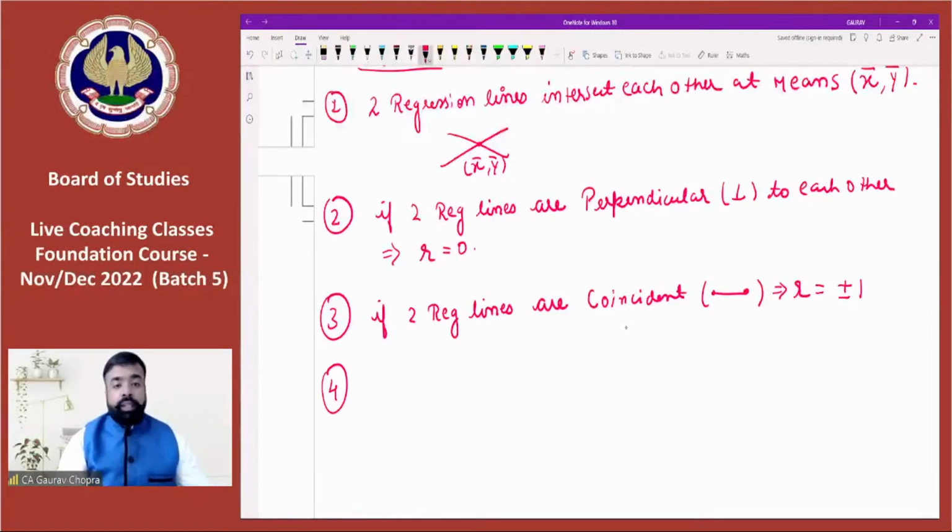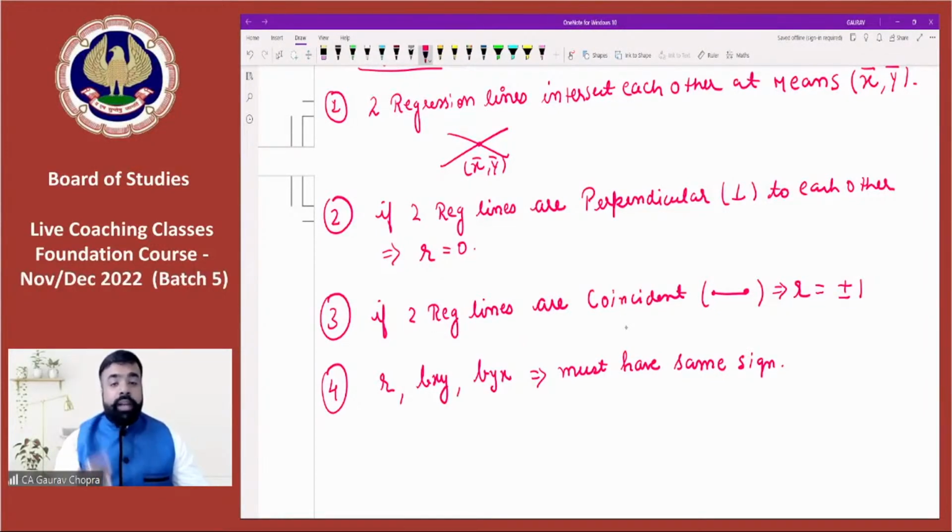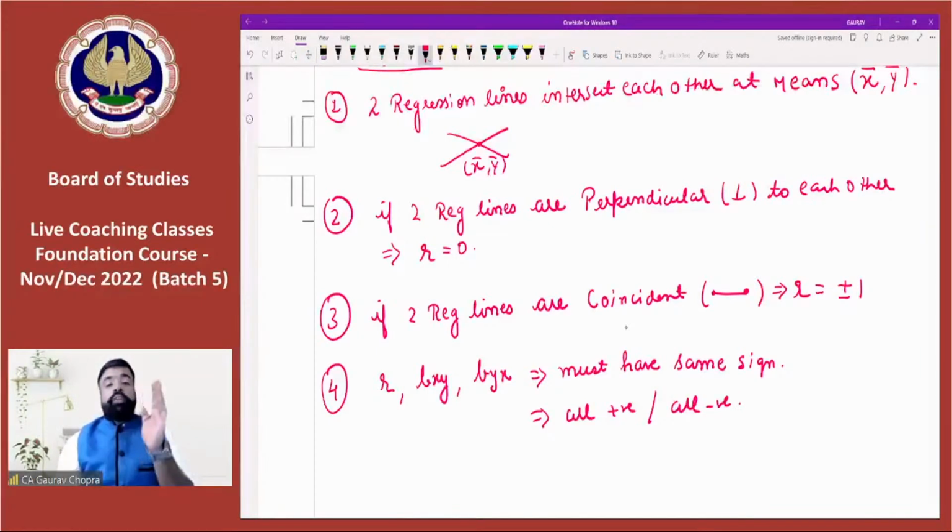Then the fourth point: r, bxy, byx must have the same sign. The signs of all three must be the same. This implies all positive or all negative. There cannot be a mixture. So if r is positive, then bxy and byx must also be positive. So the sign must remain the same.